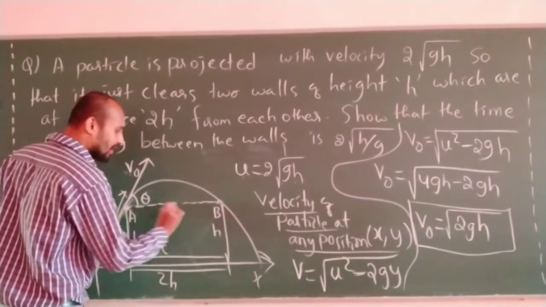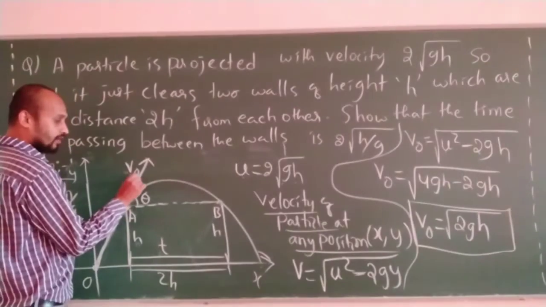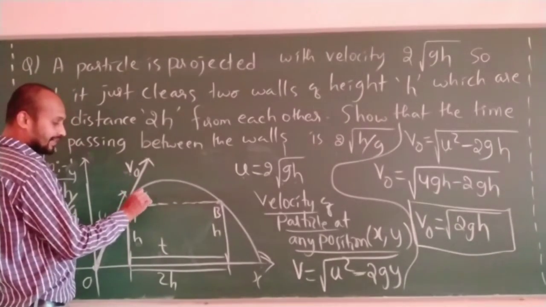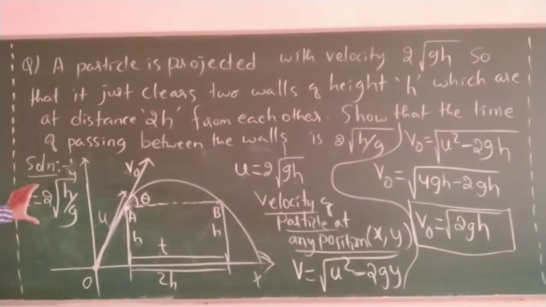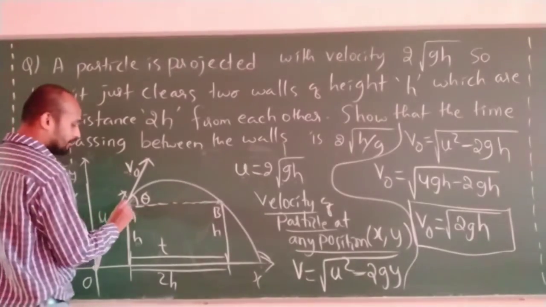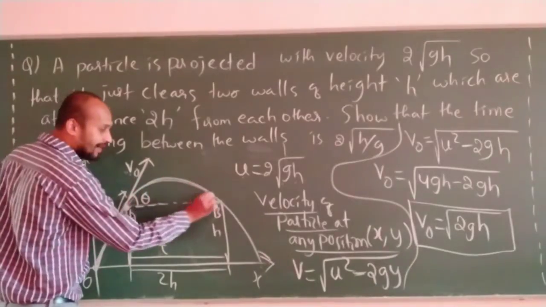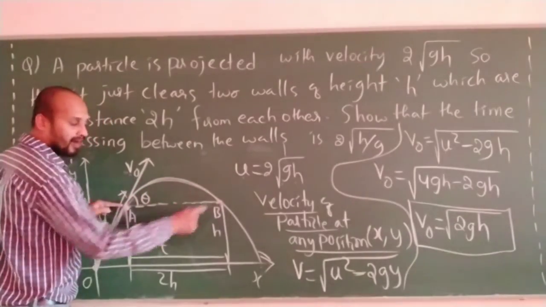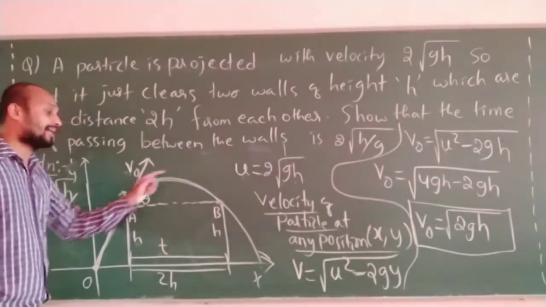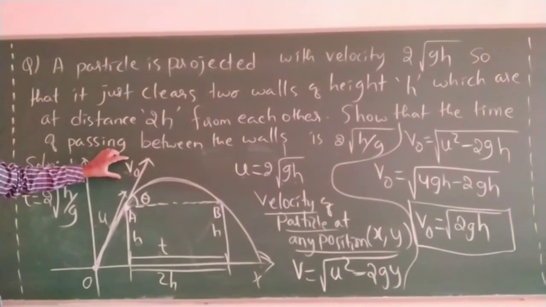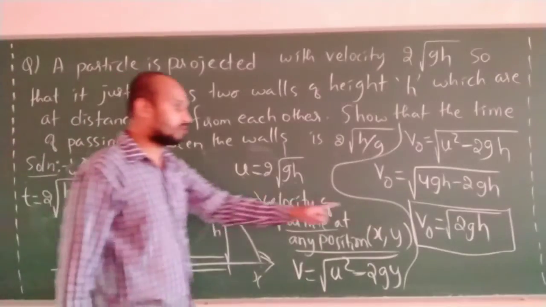So, time of flight. This is the initial velocity. This is angle theta. So, I need to find time of flight, the time taken by the particle to reach from point A to B. If I assume that this is another projectile motion from point A to B, I need to find time of flight for this. One thing I found out, the point A initial velocity is v naught, how much?